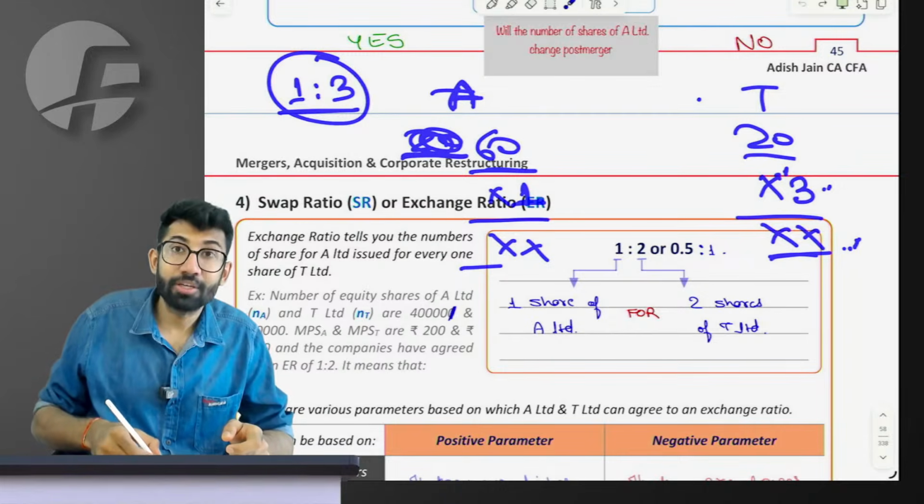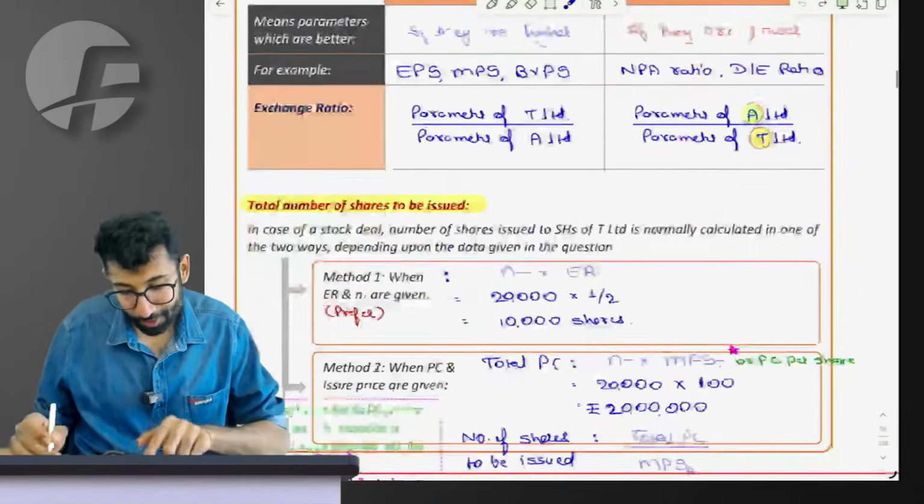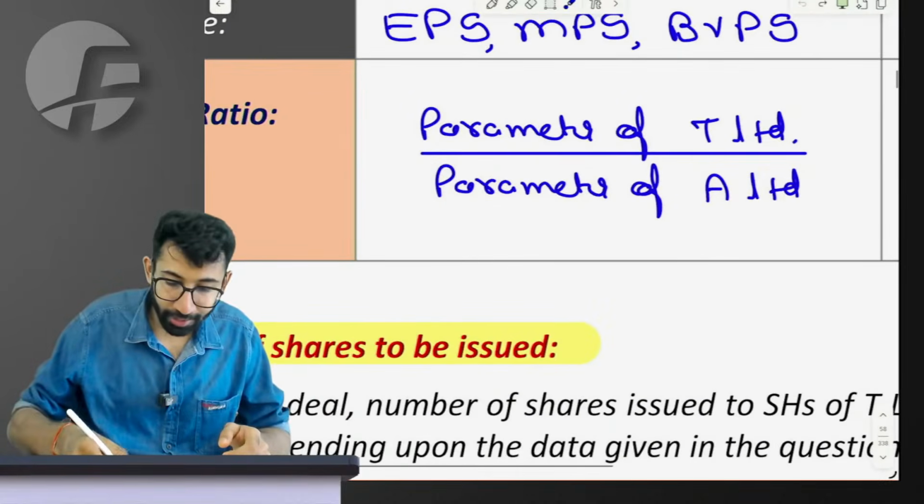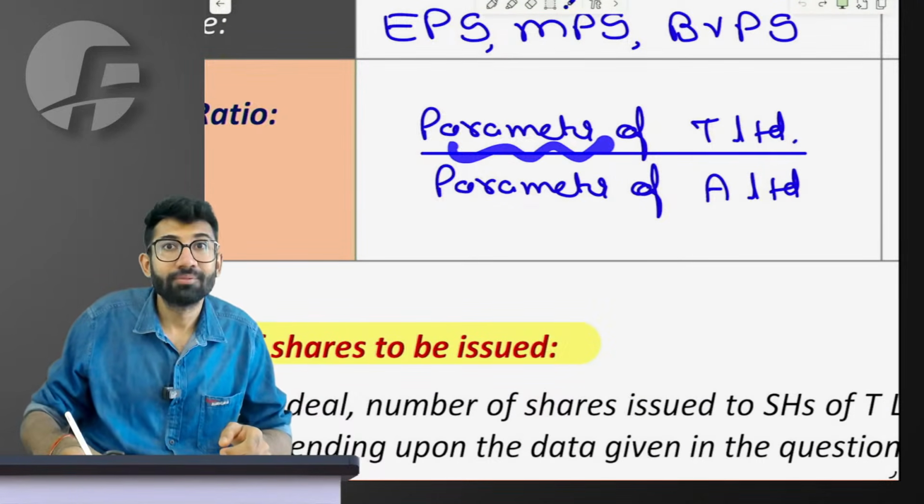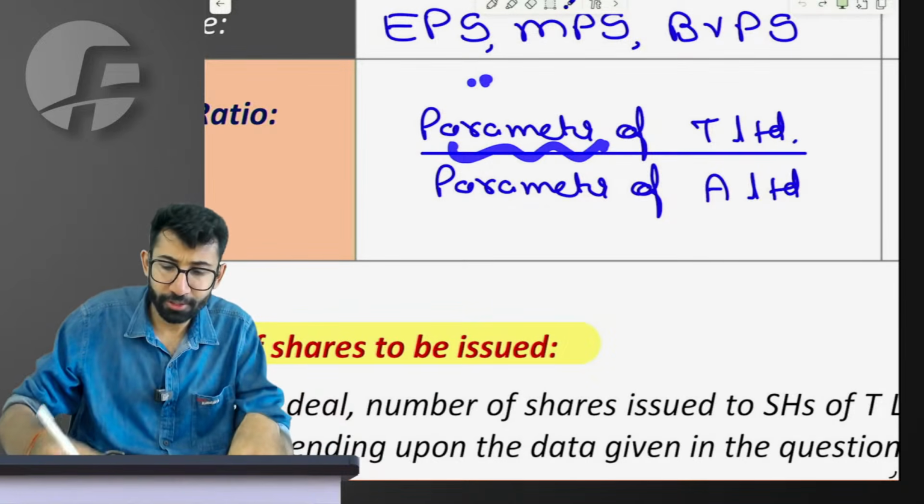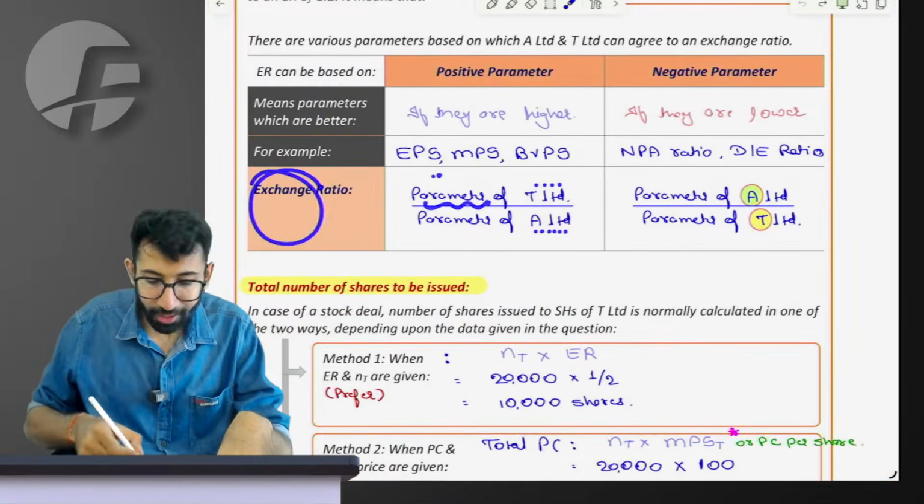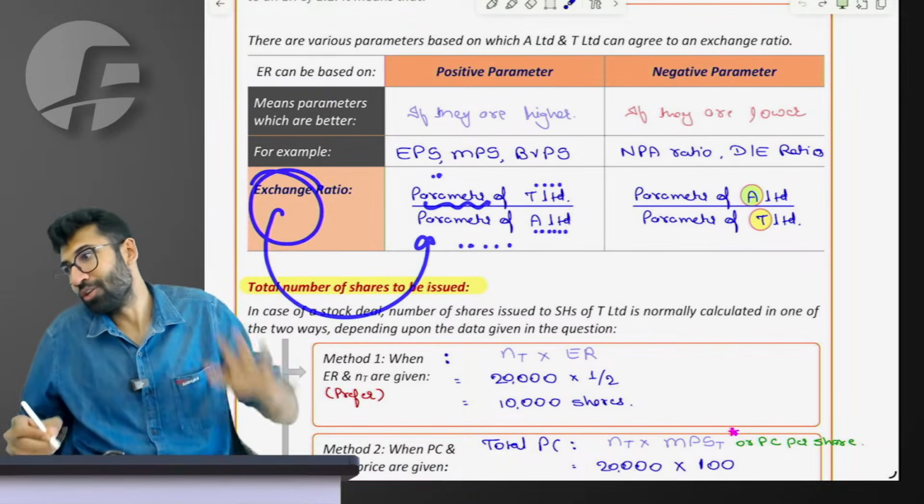And again, what you have done is 20, the market price of the target, divided by 60, the market price of the acquirer. So the formula is normally whatever parameter you take. The parameter being earnings per share, market price per share, or any other parameter. The parameter of T Limited divided by the parameter of A Limited officially becomes the formula to calculate the exchange ratio.